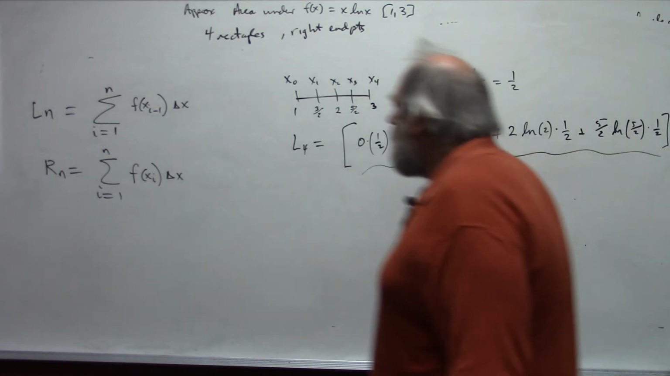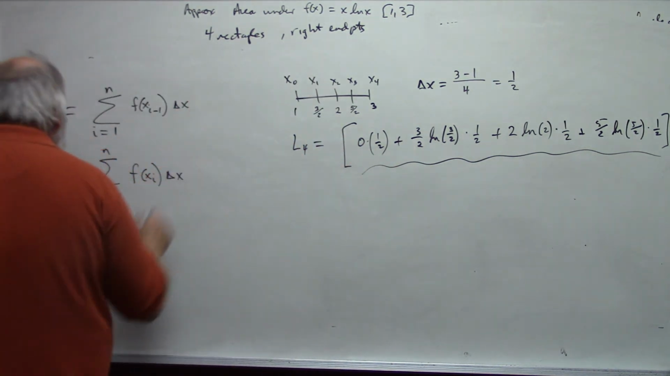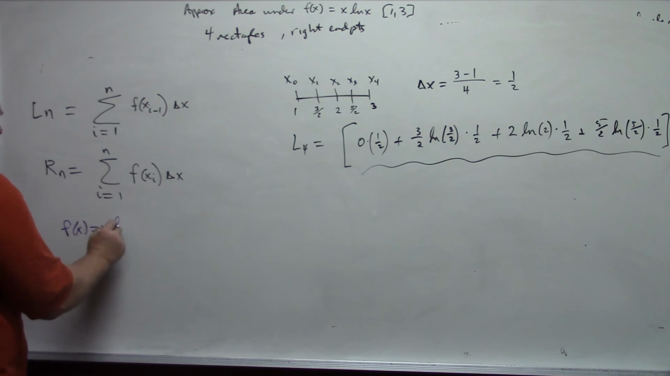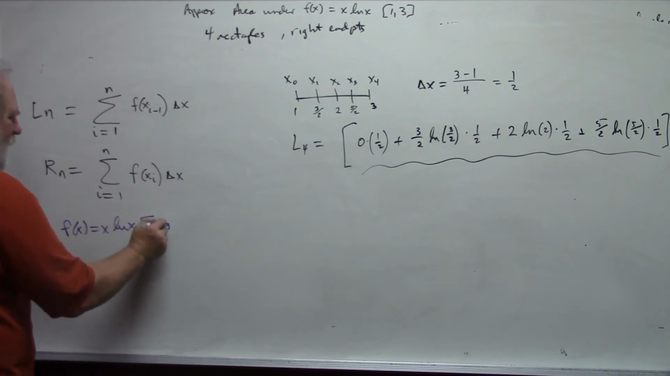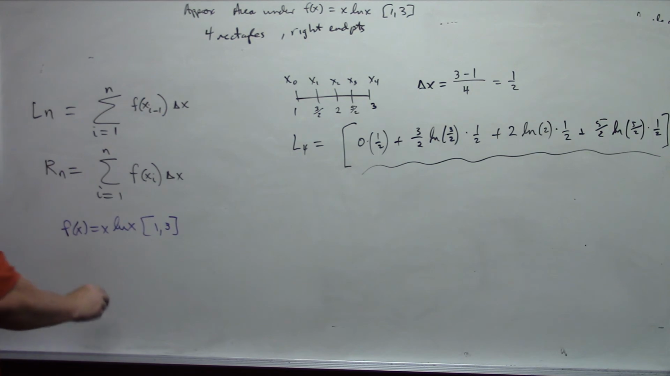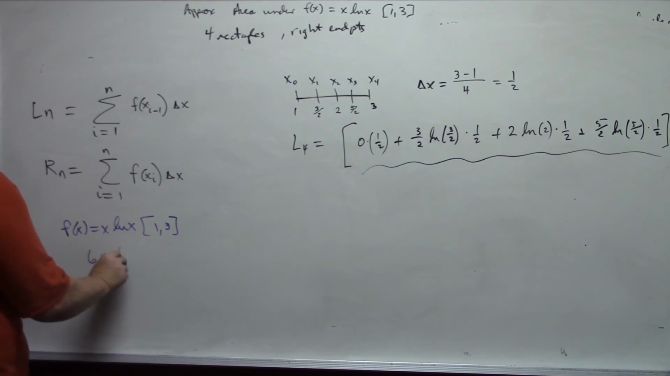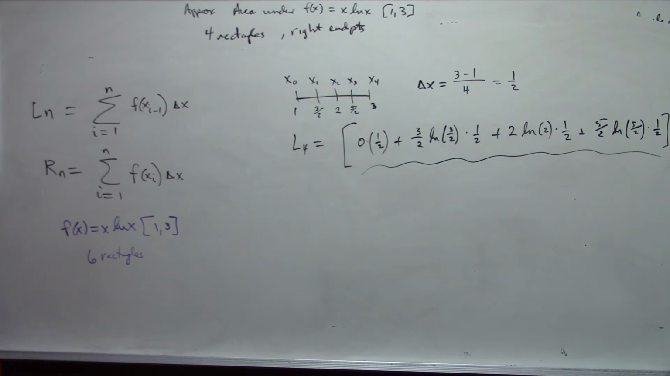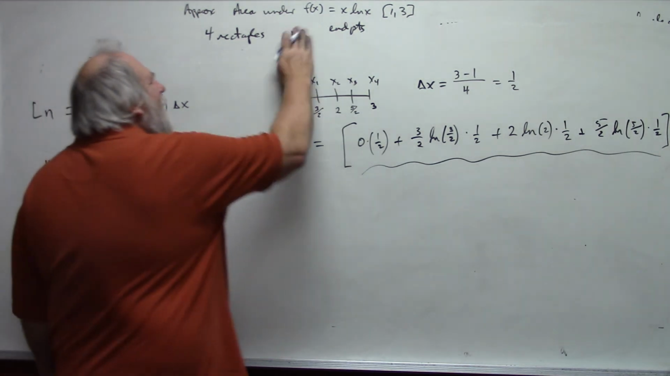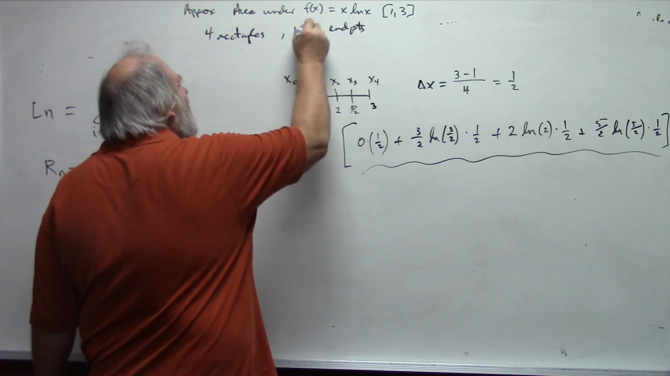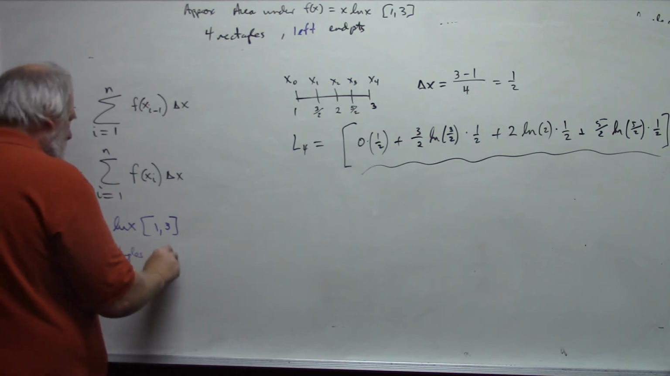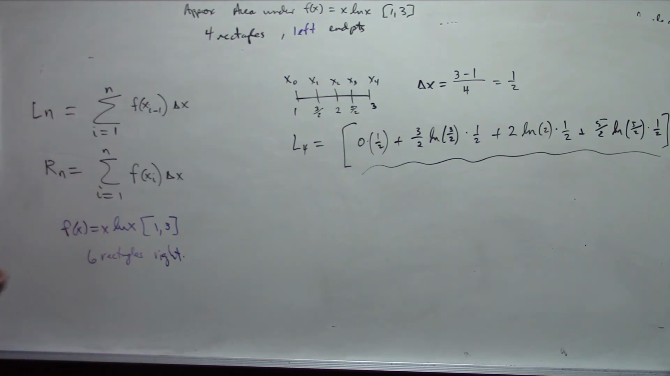Okay? Now, I want to use the same function, and I'll do this one in a different color. F of x is x ln of x. Again, same interval, but this time I want to use 6 rectangles. And this was using left endpoints. I don't want to. Let's use 6 rectangles doing right endpoints. I was not thinking about what I was doing.